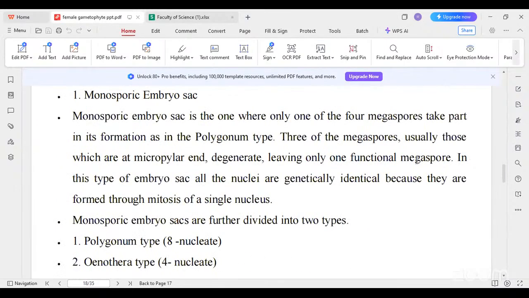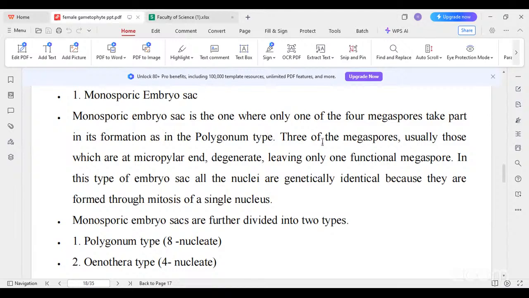First I will explain the monosporic embryo sac. A monosporic embryo sac is one where only one of the four megaspores takes part in its formation, as in the polygonum type. Depending upon the number of nuclei, this can be divided into two types. One is the polygonum type, where an 8 nucleate structure is formed, and the second is the enothera type, a four nucleate structure.